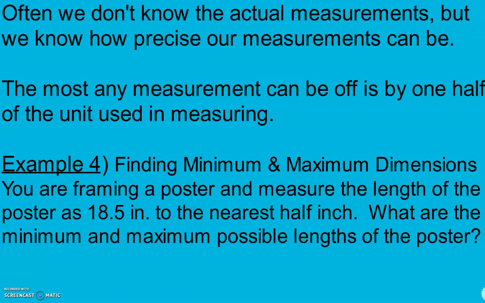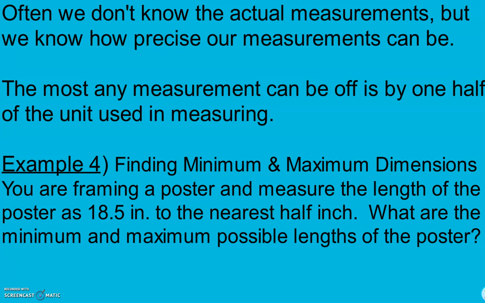Often we don't know the actual measurements exactly, but we know how precise our measurements can be. The most any measurement can be off is by 1/2 of the unit used in measuring. So when you say how tall you are, for example, you might say that you're 5'8". Since you measured to the nearest inch there, you might be half an inch shorter, you might be half an inch taller, but you rounded it to that 5'8". And we can use that same idea here all the time.